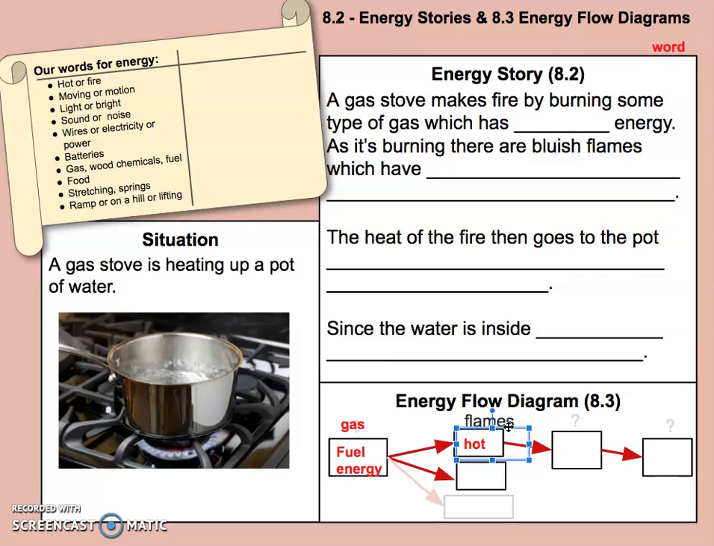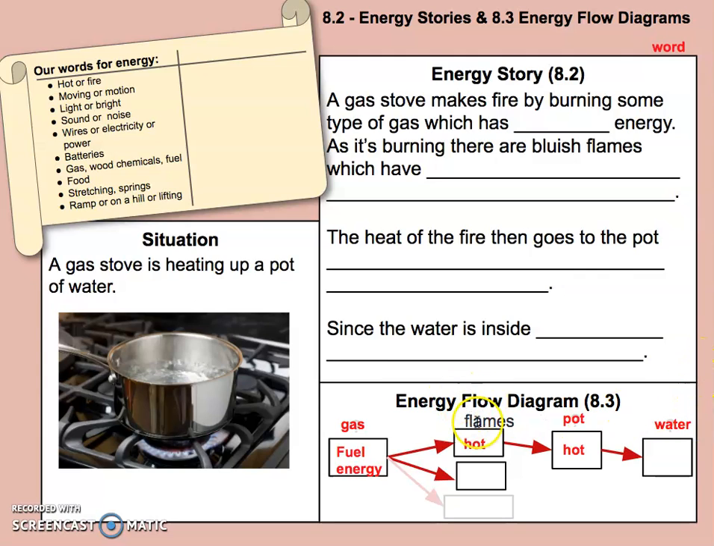Because the heat of the flames actually goes on. The heat of the fire then goes to the pot. So this next object, the heat of the flames goes to the pot. And the pot gets hot. And then, since the water inside, the water probably is going to be our next object, you want to describe what happens to the water and what type of energy it gets here in your energy flow diagram. Since I already gave you water, I'll add that in on mine too. So our last object it heads to here in this energy story is water.